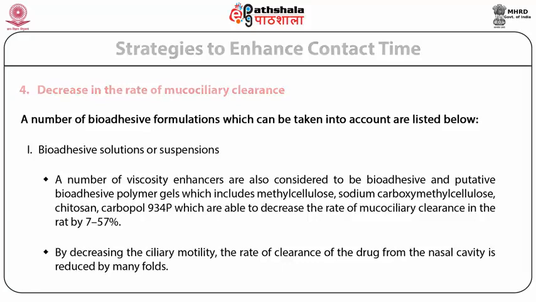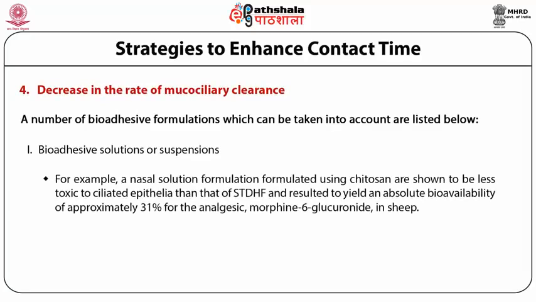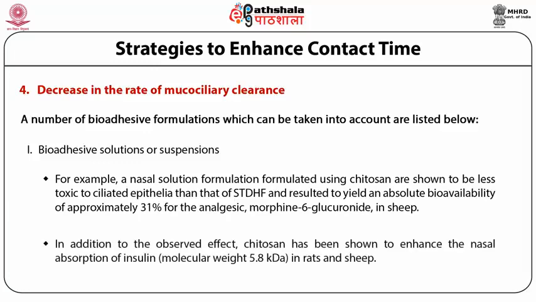reduced by many folds. For example, a nasal solution formulation formulated using chitosan is shown to be less toxic to ciliated epithelia than that of the STDHF and yielded an absolute bioavailability of approximately 31% for the analgesic morphine 6-glucuronide in sheep. In addition to the observed effect, chitosan has been shown to enhance the nasal absorption of insulin, which has a huge molecular weight of 5.8 kilodaltons, in rats and sheep.